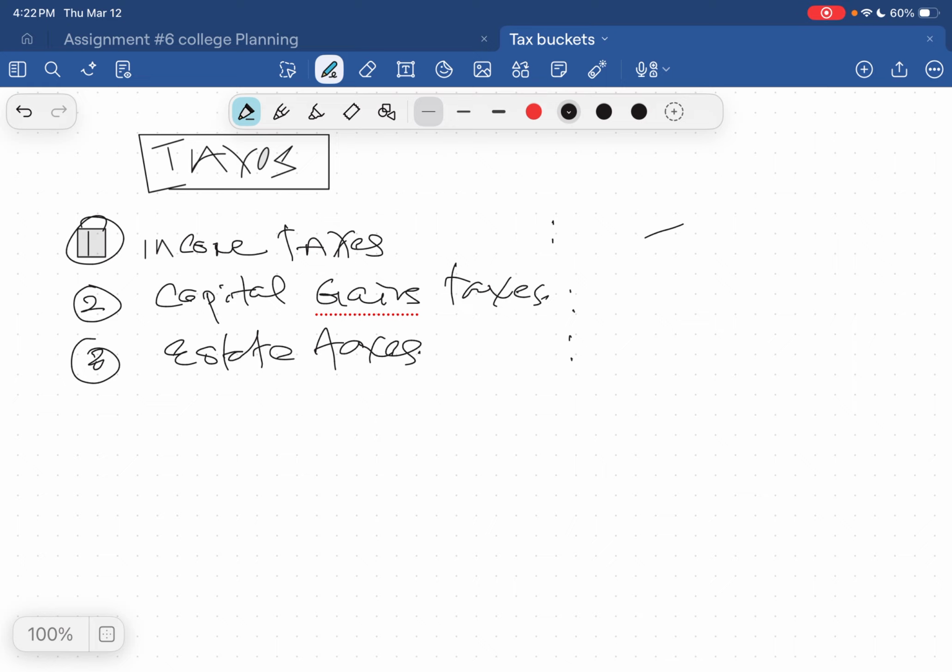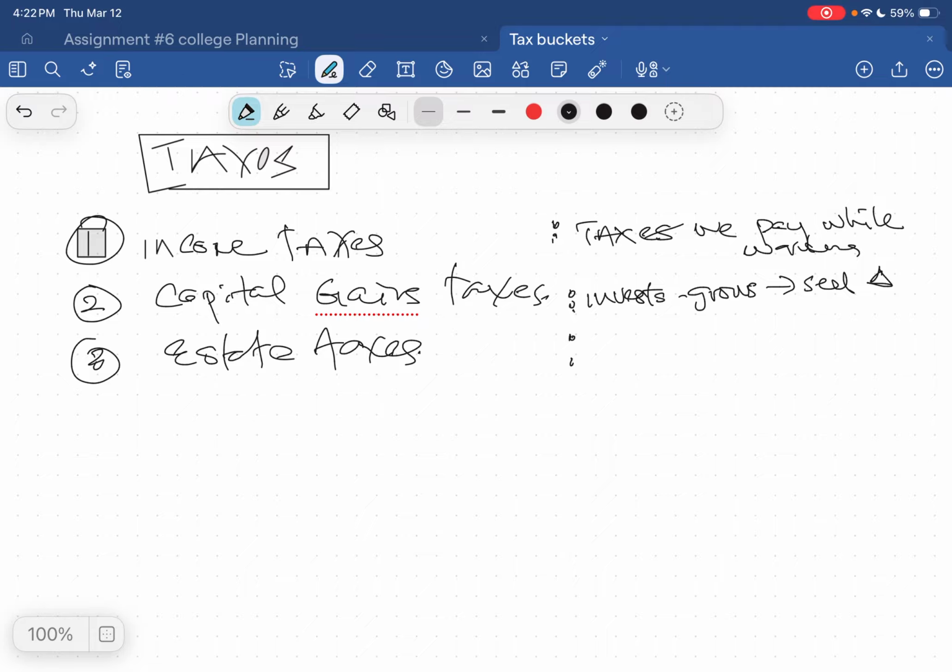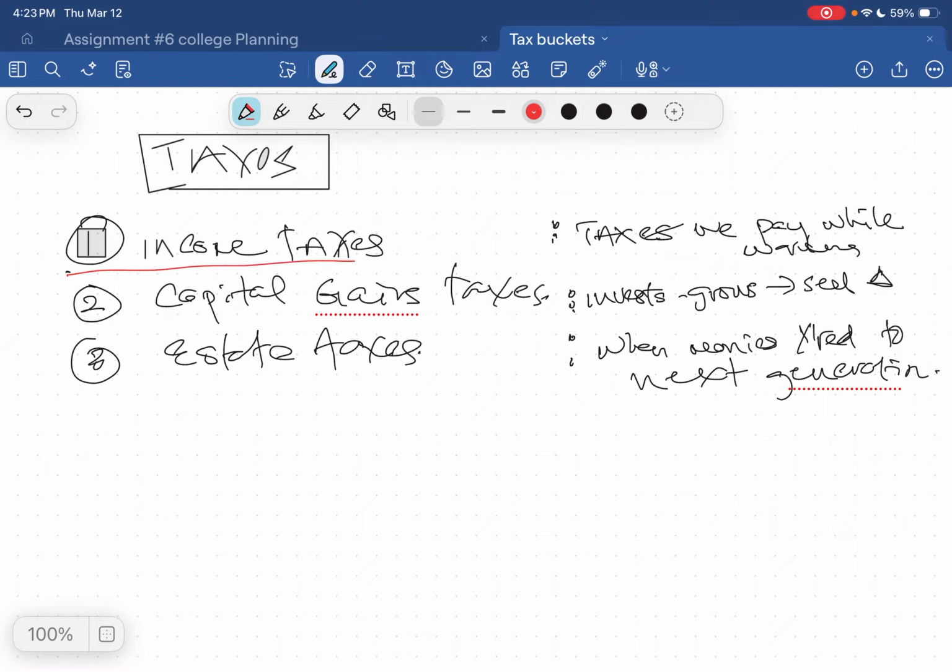Income tax is taxes we pay while working, for example. Capital gains tax is when investments grow and we sell them. The difference is what we get taxed on, known as capital gains taxes. And the third one is estate taxes, when money gets transferred to the next generations. But for today, we're mostly going to talk about income taxes. Income taxes is what we're going to focus our attention on. All right?